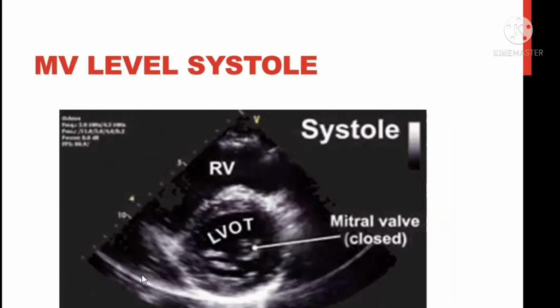Okay. So if you get a good heart, then you see this. You'll have a left ventricle here. Okay. Then the mitral valve is closed. Then the right ventricle is C-shaped.